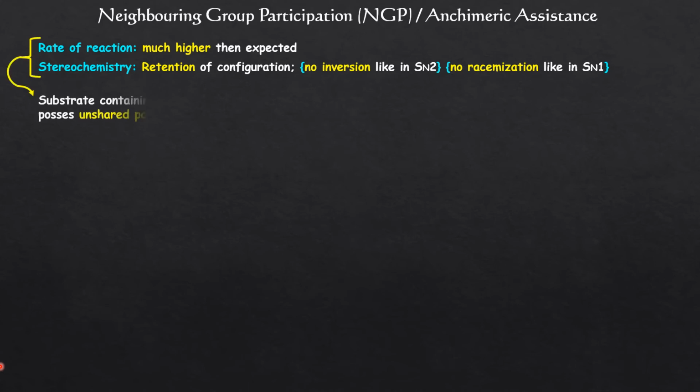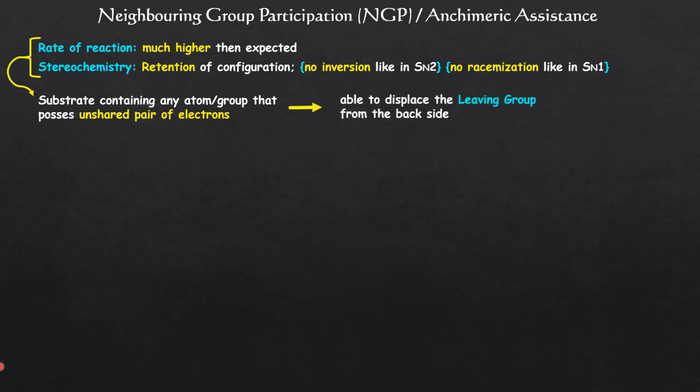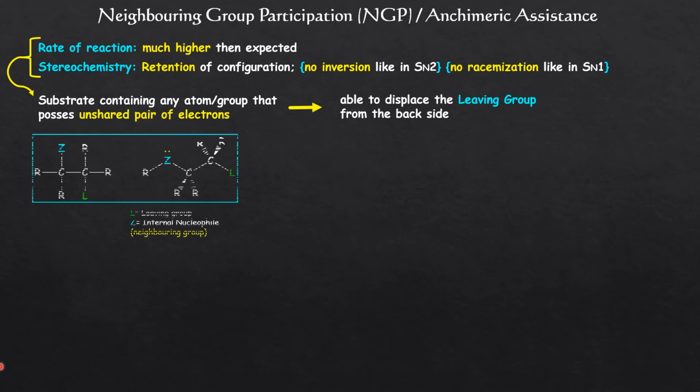Such unusual things are observed only when an atom or group having lone pairs of electrons is present within the molecule, which can displace the leaving group from the backside. Generally, these groups are attached at the beta position of the leaving group. The common structure of such a molecule can be written like this. In this mechanism, the neighboring group is getting involved in the nucleophilic substitution, so the phenomenon is called neighboring group participation.